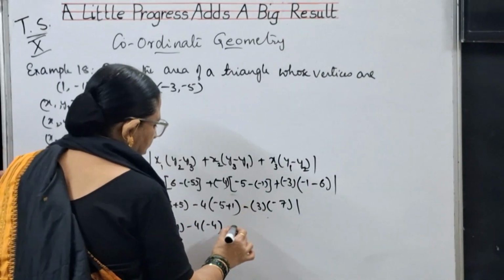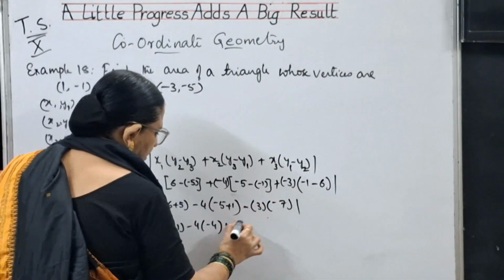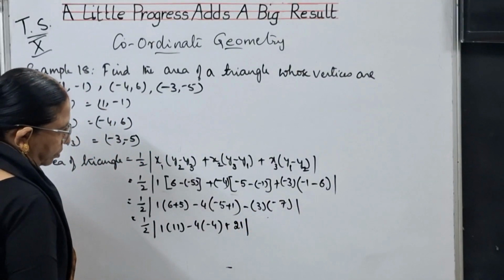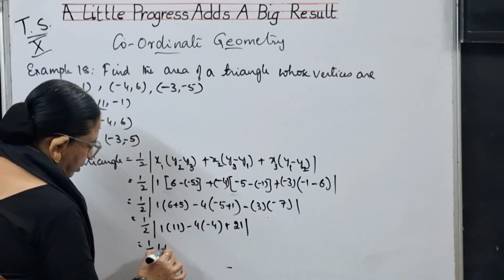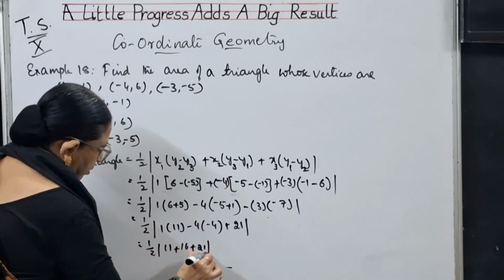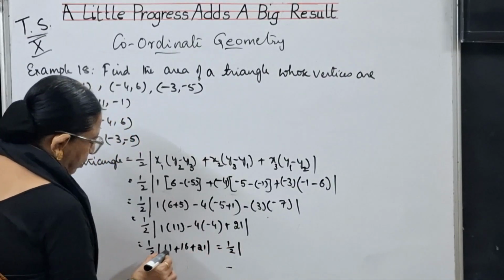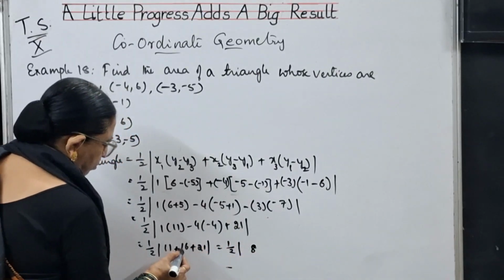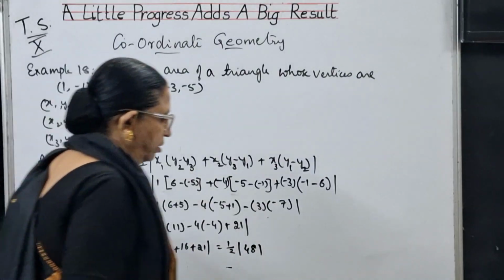And here already I have taken minus 3 into minus, plus 3 sevens are 21. So how much are you getting here? Half modulus 11 plus 16 plus 21. That is nothing but half modulus, this is 6, 7, 8, 2, 3, 4. Half modulus 48 you have got.